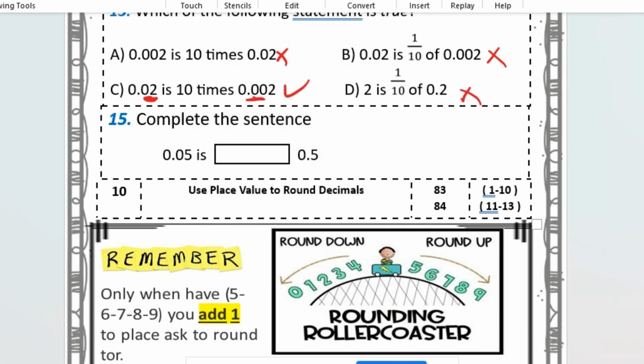Now we complete the sentence. 0.05 is how much? This is 1/10 times.